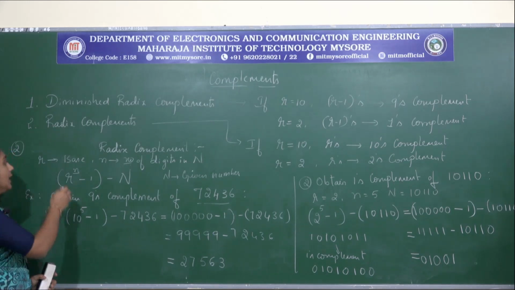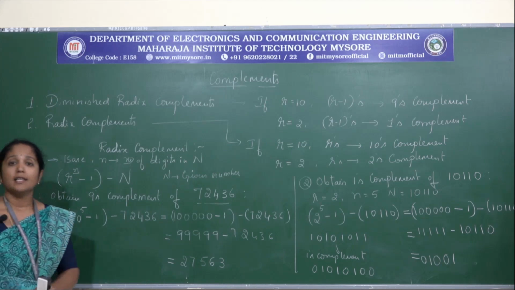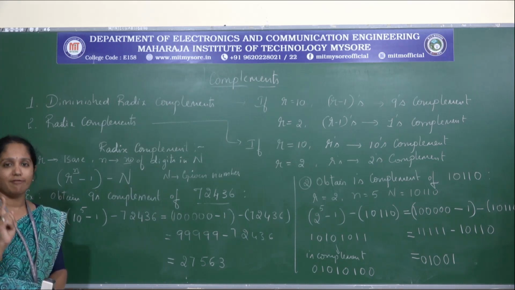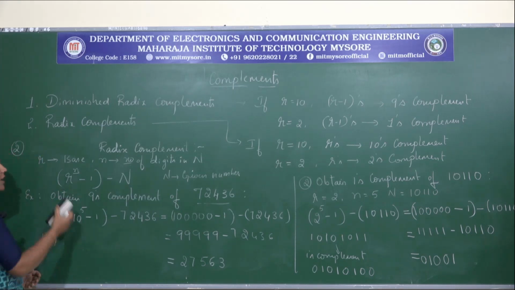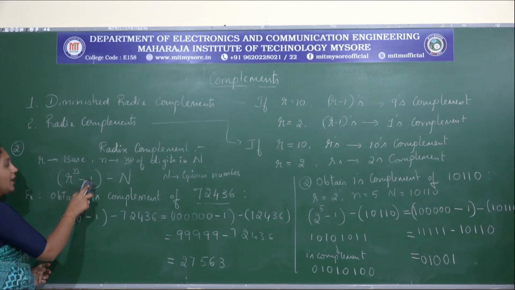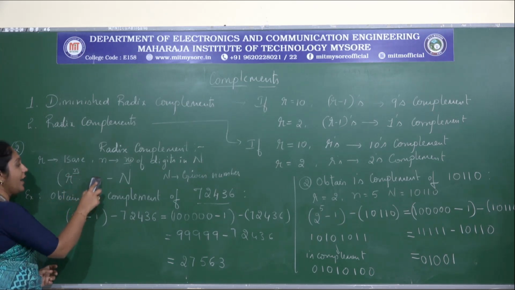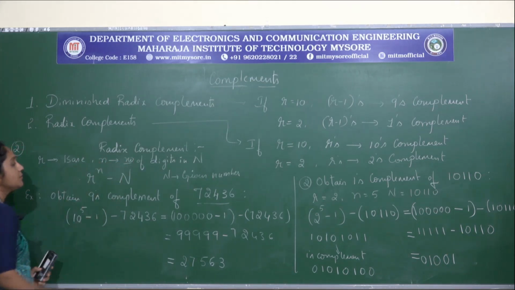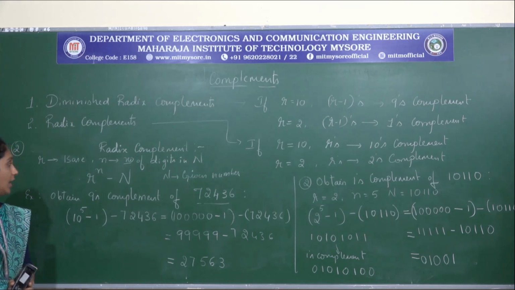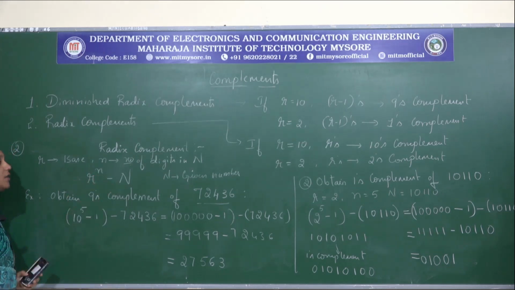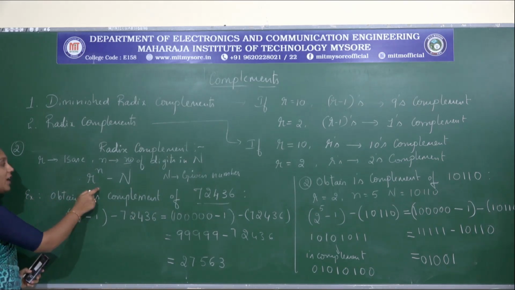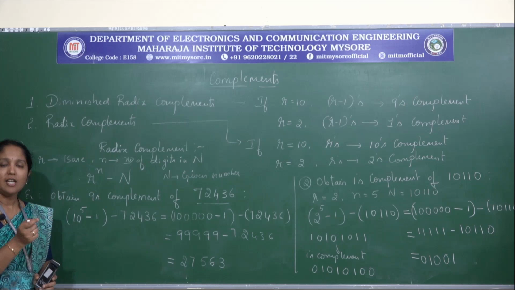radix complement. Let us see how to find radix complement. The difference between the diminished radix complement and radix complement is only one. If you take the formula, we will have r power n as it is, but the minus 1 that we had will not be there. The formula for radix complement is r power n minus N, okay, r power n minus N. So if you compare the previous one and this one, the subtraction we had done, that is minus 1 from the number, is not there.